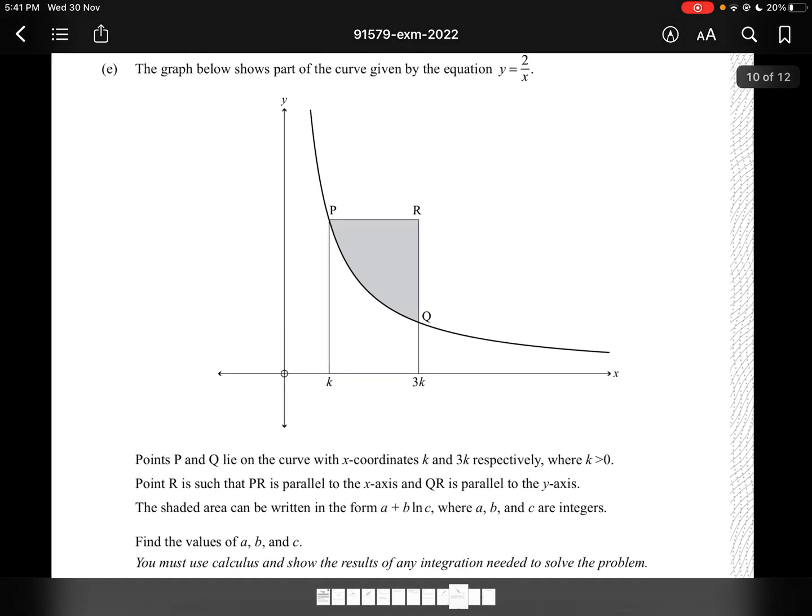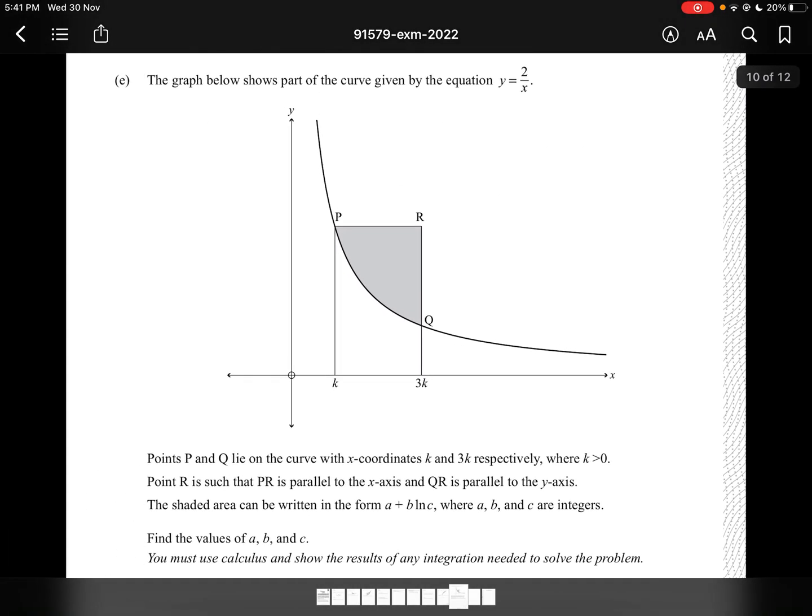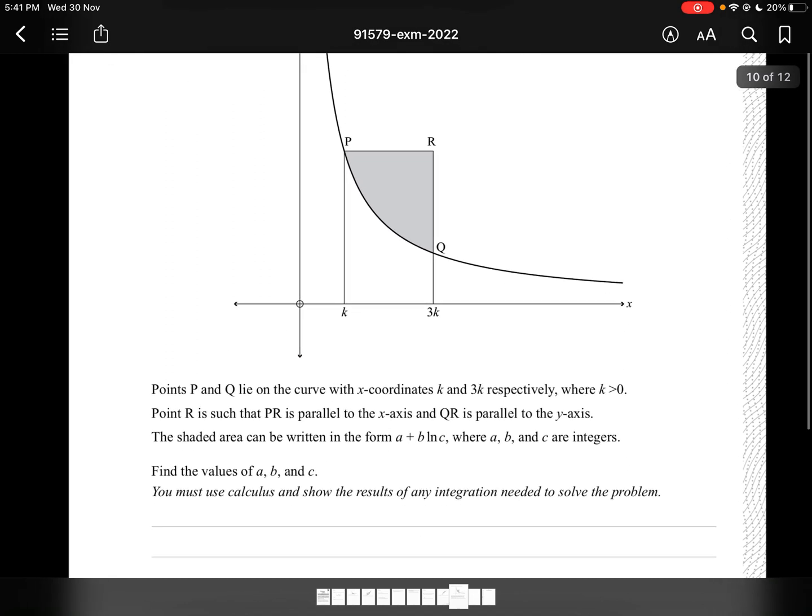Alright, and last question. The graph below shows part of the curve given by the equation y equals 2 on x. Points P and Q lie on the curve with x coordinates k and 3k respectively. K is greater than 0. Point R is such that PR is parallel to the x-axis and QR is parallel to the y-axis. The shaded area can be written in the form a plus b ln c. A, b, and c are integers.